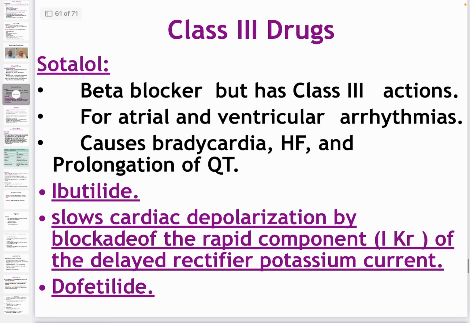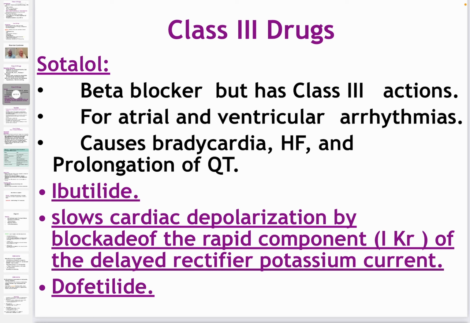Sotalol, it's a beta blocker as we said, but also has class 3 action. It's used for both atrial and ventricular arrhythmias. Because it is a beta blocker, it can cause bradycardia, and it can cause elongation of the QT interval as well. Other side effects, it can predispose to heart failure as well. So we have to be careful about its use.